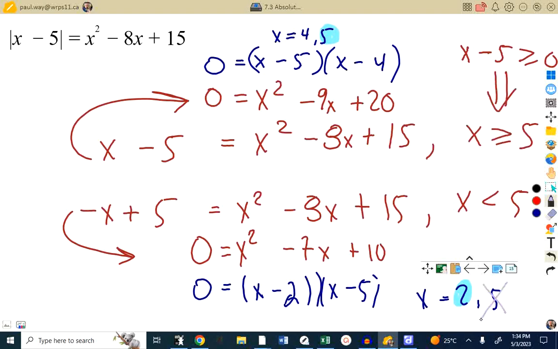This 5 is not a solution because that 5 is from the equation whose subdomain is x is less than 5, and 5 is not less than 5. This 4 is not a solution because that 4 is a solution to the top equation whose subdomain says x has to be bigger than or equal to 5, and 4 is not bigger than or equal to 5. So the two solutions are 5 and 2. And if you wanted to use your calculator, you could confirm that.